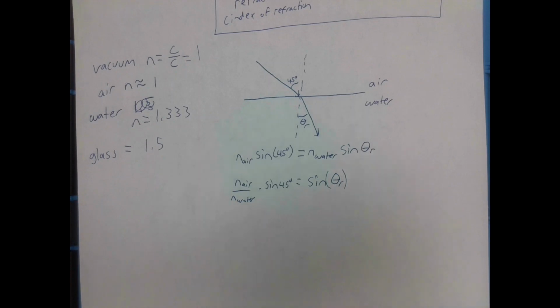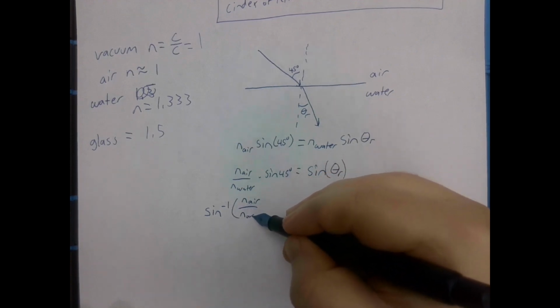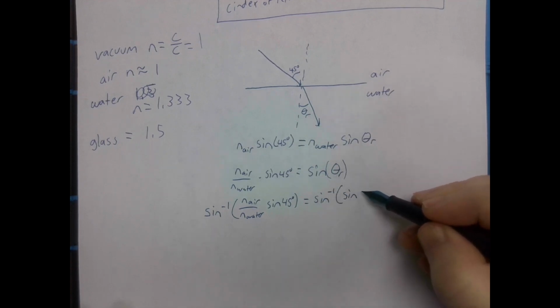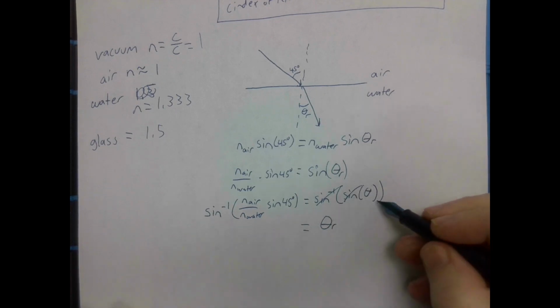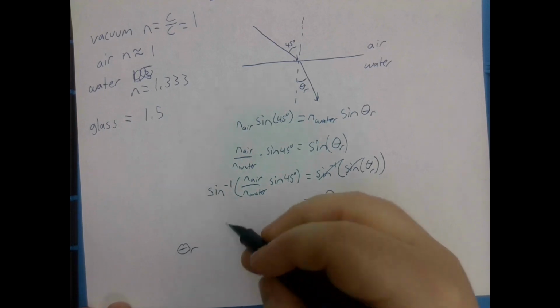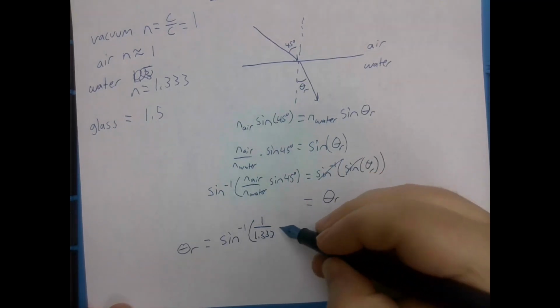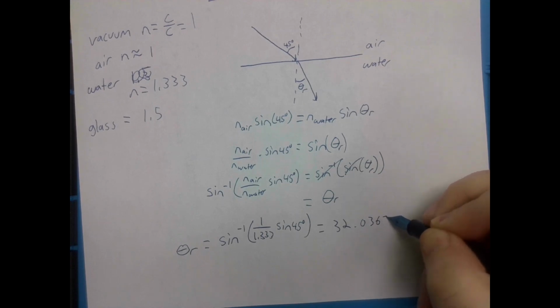To get rid of the sine of theta, we do inverse sine on both sides. The inverse sine and sine cancel each other out, and we get theta r. So theta r would be equal to the inverse sine of N of air, which is 1, divided by N of water, which is 1.33, times sine of 45 degrees. Make sure your calculator is in degrees mode. We get 32.0367 degrees.